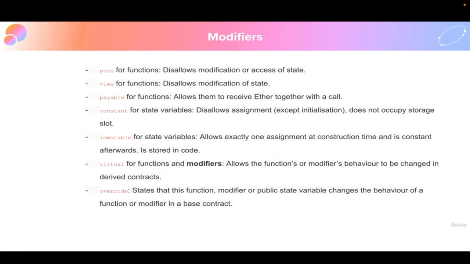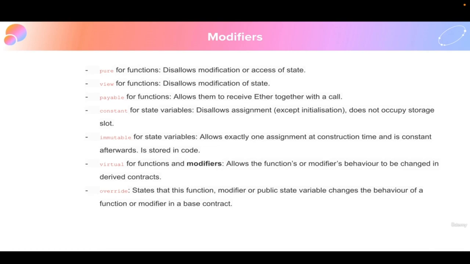Virtual and override are a class of function modifiers. Virtual allows the function or modifier's behavior to be changed in derived contracts. Override states that this function, modifier, or state variable changes the behavior of a function or modifier in a base contract. Let's say you are building a contract based on the erc20.sol contract in the OpenZeppelin library. You may override some functionality in that contract. Therefore, you would give your function the override keyword. Override functions always have the same name and function signature as the function they override.